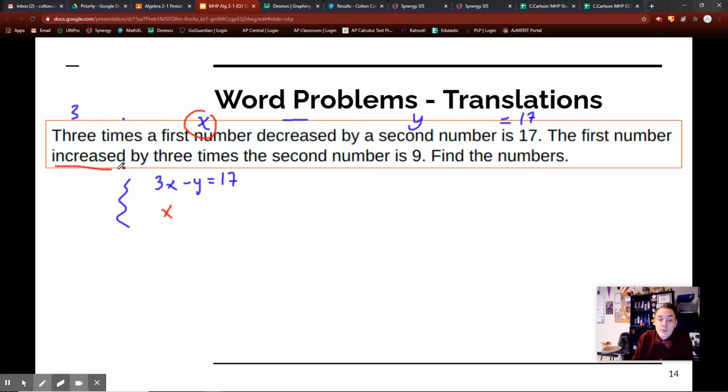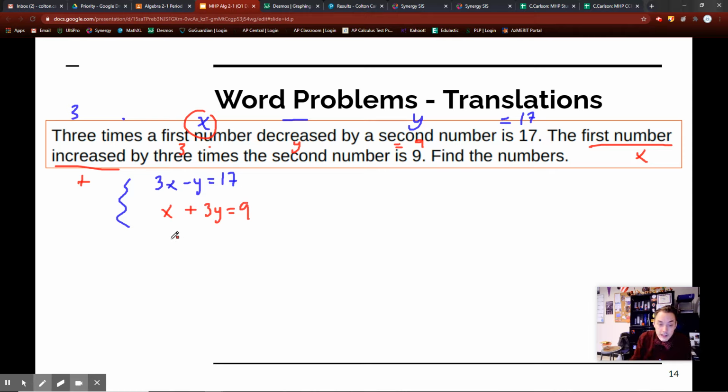First number increased, what does that mean? Plus. So plus 3 times a second number. What do we call the second number? Y. So some number x, the first number x, plus 3 times y, a second number, equals 9. Sweet. So this is what we get, okay?